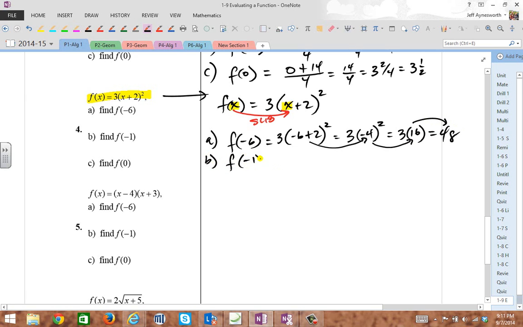Let's evaluate the function at negative 1. So find f of negative 1. Pause and play. All right, pause the video. All right, let's check. So 3 times negative 1 plus 2 squared is 3 times 1 squared. Negative 1 plus 2 is 1. 1 squared is 1, so 3 times 1, well, that's 3.